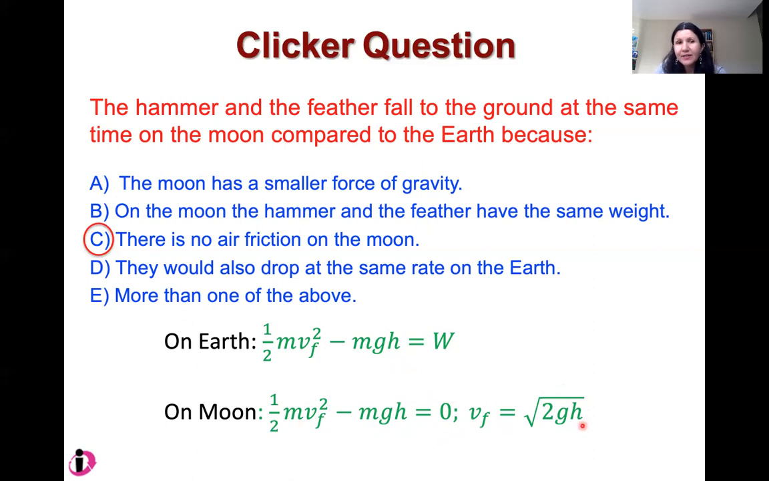So the moon does have gravity. It's not because the moon has a smaller force of gravity that makes them fall at the same time, but it's literally because there's no air. And that's what makes this term 0 and allows the masses to cancel. So the final speed does not depend on the mass. It just depends on the initial height. If we drop the hammer and the feather at the same height and let them go, they will have the same final velocity and will drop at the same time. So it's kind of cool. Very counterintuitive, but that's what conservation of energy tells us, as long as there's no effect of friction.